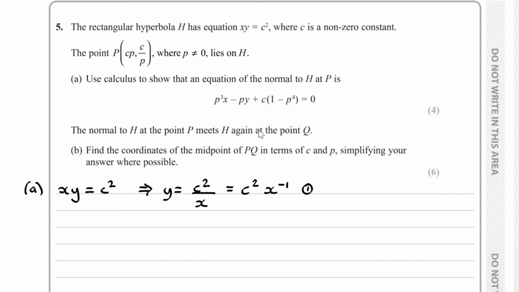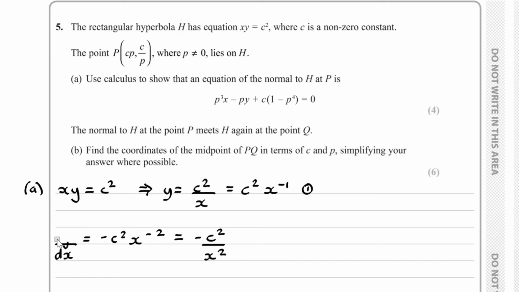So, differentiating, dy over dx, you'd find that to be minus c squared times x to the minus 2, which if you want, you can write as minus c squared over x squared. Okay?